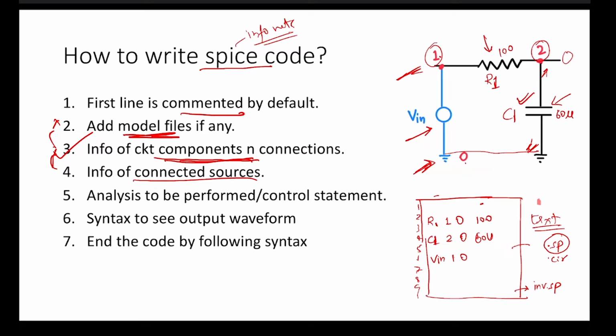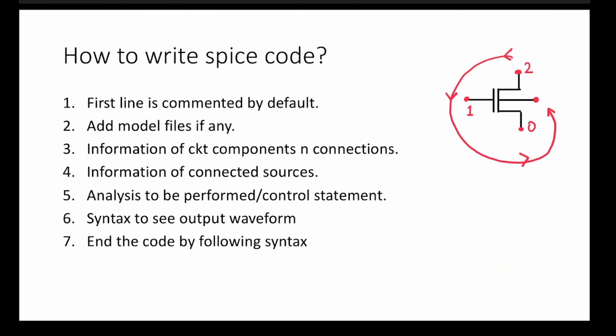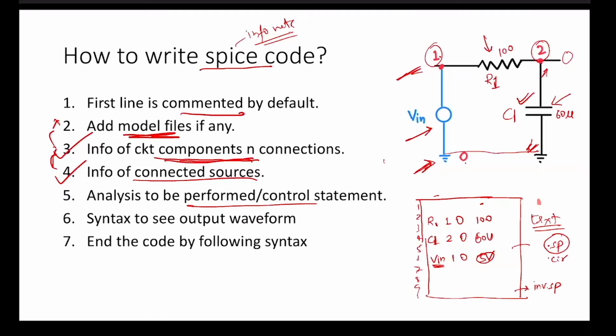what is the value of this? Depending on the nature of the input source, we can define it. Suppose for now, time being, a DC source is connected, and the value is 5 volt. You can write it like this. The source step is over. Next, analysis to be performed, the control statement. If we are making some design, we want to perform some analysis, like DC analysis or transient analysis, or let's say AC analysis. We need to mention that analysis.